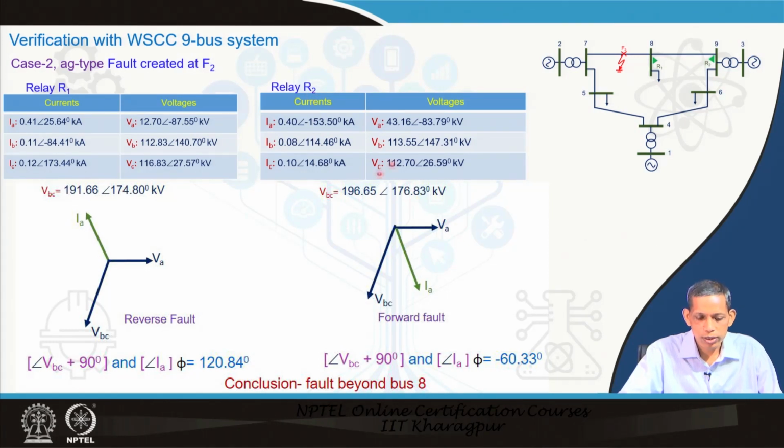When you come to R2 and this set of measurements, again VBC becomes this. So, the angle of VBC plus 90 degrees, and then the angle of IA. The angle of IA minus this angle gives you phi to be minus 60.33, a negative angle, so forward fault. So, we see that for R2 this is a forward fault and for R1 this is a reverse fault, and this is correct as we have already mentioned for the F2 fault. Therefore, these two relays are able to distinguish the fault in terms of directionality successfully using the quadrature voltage component.